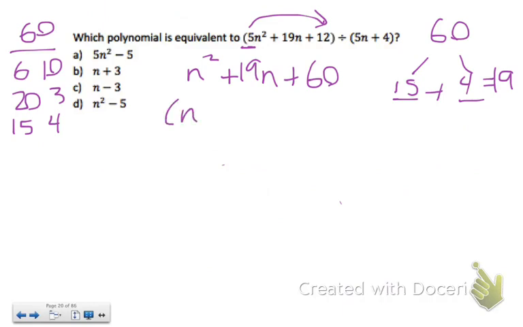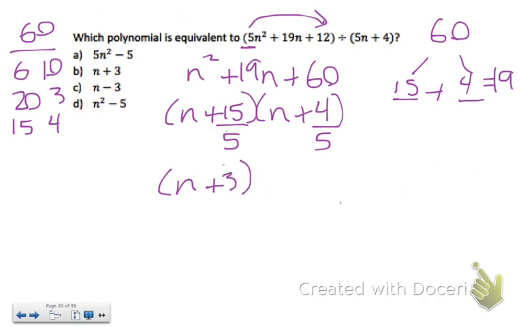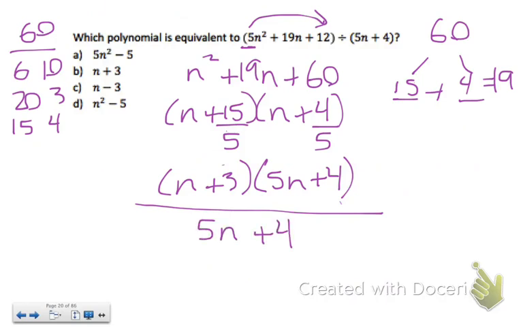So then you get n plus 15, n plus 4. Make sure you divide by 5 since we slid it in the beginning. And you end up with n plus 3, and bottoms up, 5n plus 4. Okay, so now remember, this was a division problem, so now we are dividing by 5n plus 4. And then that is going to cancel. So this polynomial now factored, divided by 5n plus 4, leaves us with n plus 3.